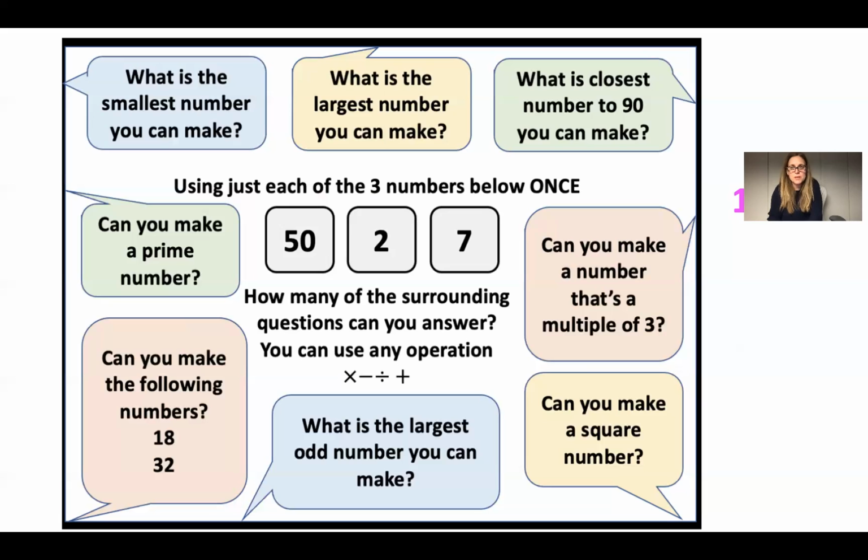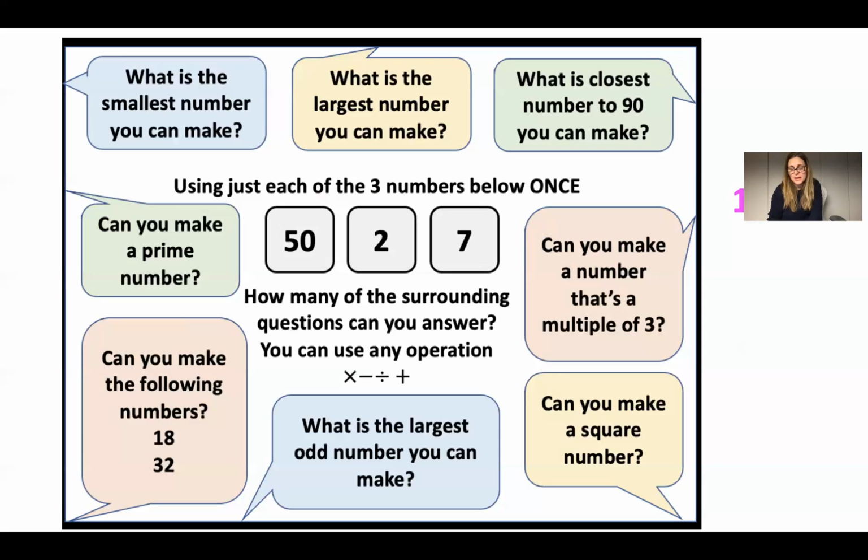A square number. So one of the tricks, if you're asked to find a square number, is just list out the first few square numbers and then see if you can come up with a method to get that number. In this case, if you do 2 multiplied by 7 to get 14, and then 50 subtract 14 gives you 36, which is obviously 6 squared. The largest odd number that you can make, perhaps some of you would have added the numbers together to get 59.